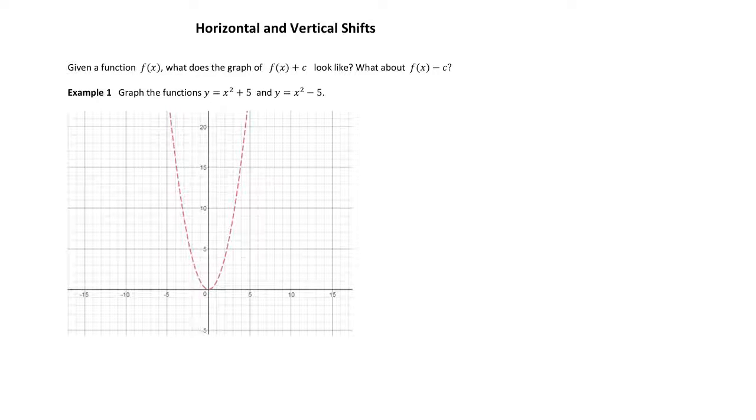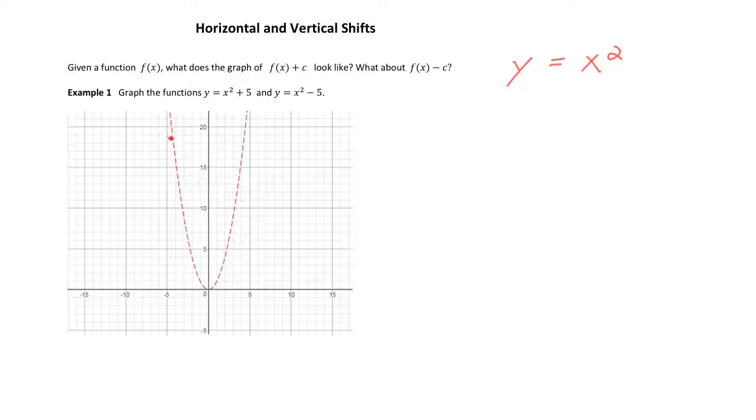In this lesson, I want to see how adding or subtracting a number to a function changes the graph. So at the top here, I'm given some function f of x, and I want to see what the graph of f of x plus c looks like, and compare that to, well, what about f of x minus some number c? In example 1, we're given the graph of y is equal to x squared, and that's represented by this graph here.